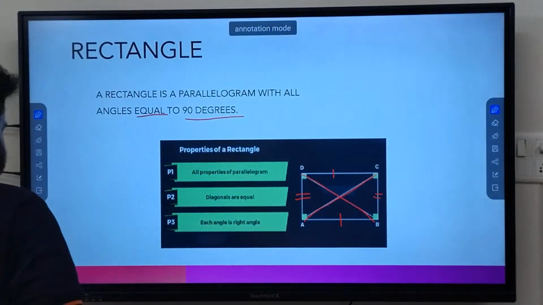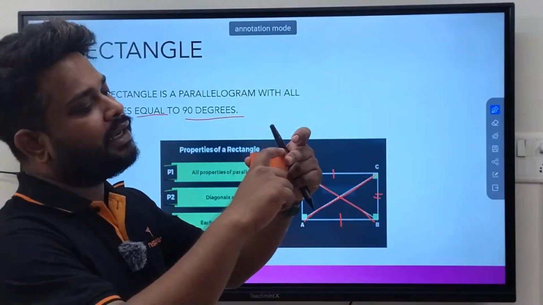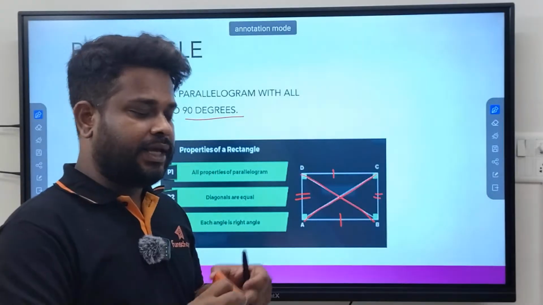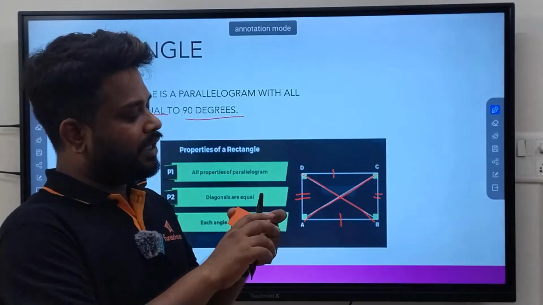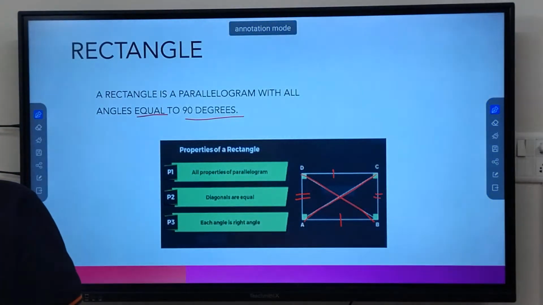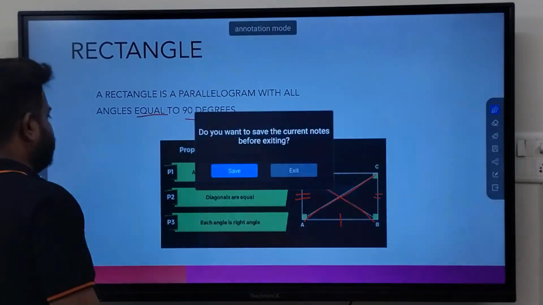So this is the actual figure, or actual example, of a rectangle, whose each pair of sides are equal to each other and every angle is 90 degrees. Okay, so this is a simple introduction of rectangle. Okay, let's go further.